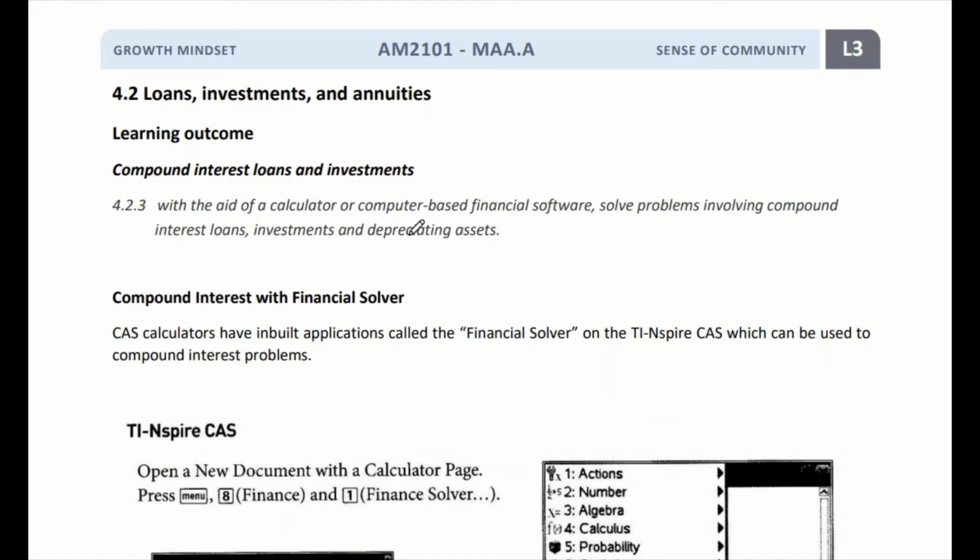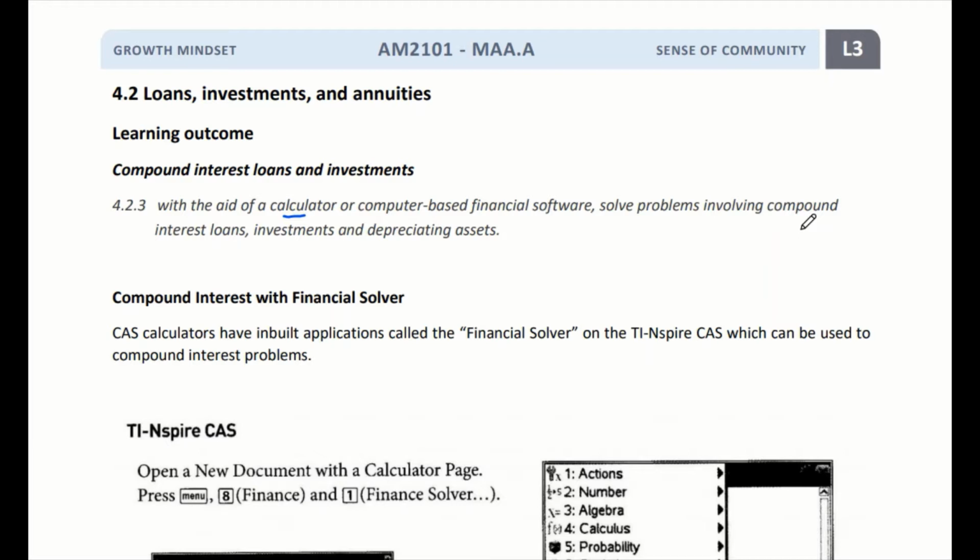The first one is that we are going to revisit the question that we solved in lesson 1 regarding the part for compound interest. But in this case, we are going to use our calculator, which is the TI Inspire, to help us solve all the questions that involve compound interest.